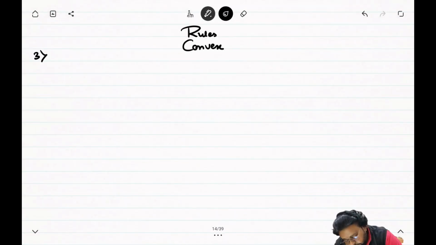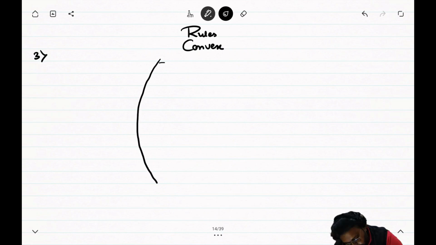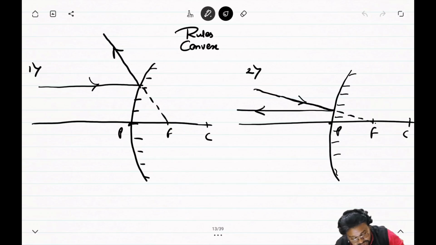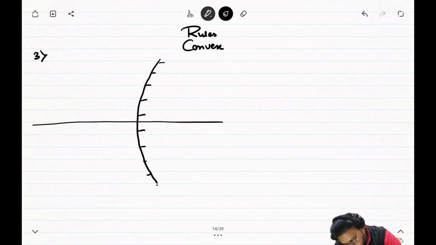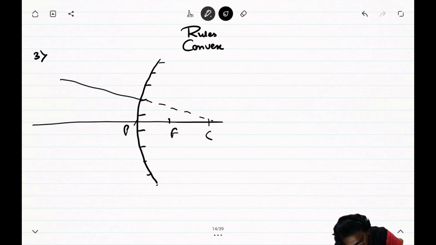Third, the ray passing through C. Now passing through F and passing through C in convex mirror are very important because C and F are virtual. So they are lying from outside to inside. Okay, see, this is P, this is F, this is C. If a light ray is passing through C, it will retrace the path.